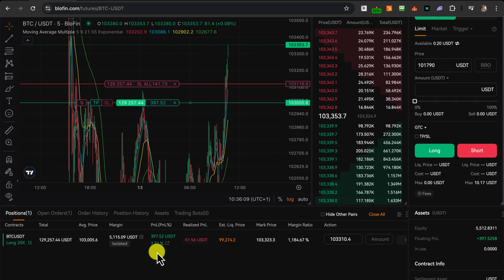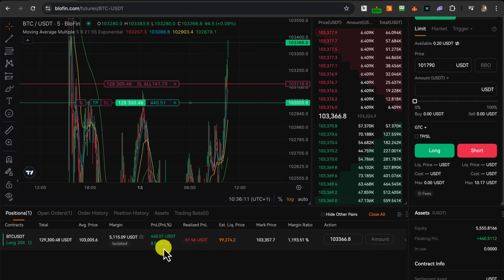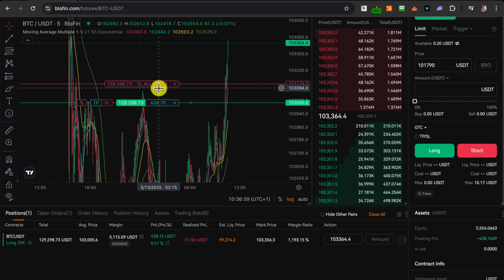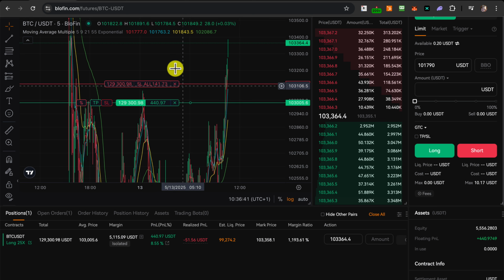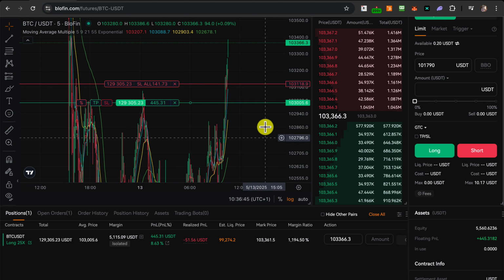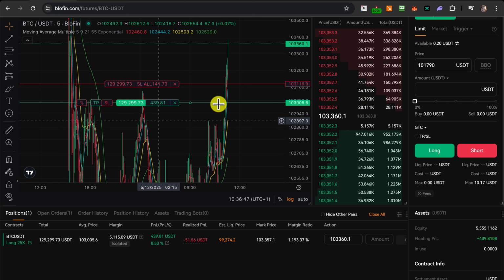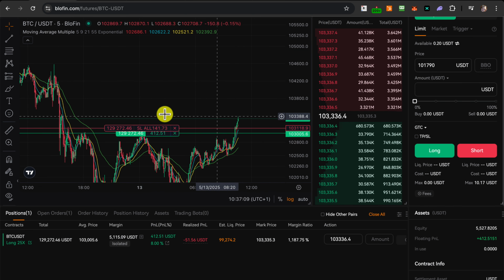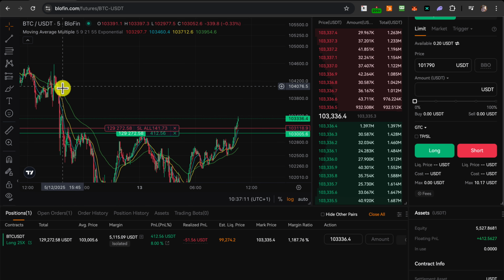We're now 7.71% in profit, which is $440. But of course the price is not going to go up in a straight line, so it would have been better to use a smaller amount and then allow some wiggle room with your stop loss. But as I've gone in pretty heavy, I think I'm going to leave it as it is, and hopefully we'll get up to this level here fairly soon at 104,000.